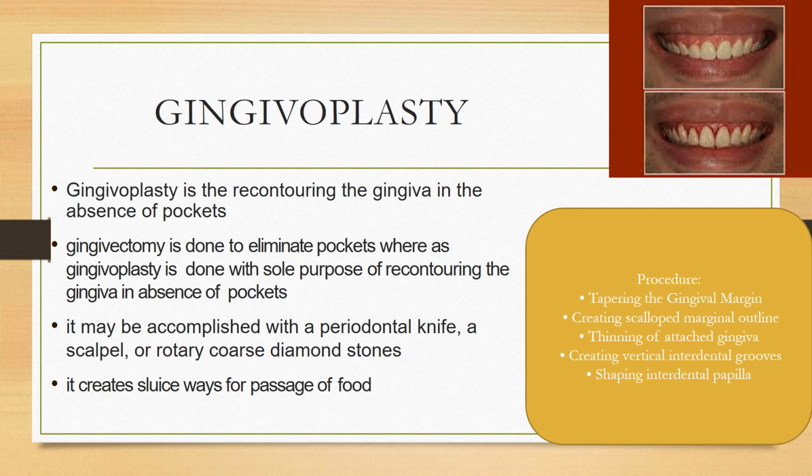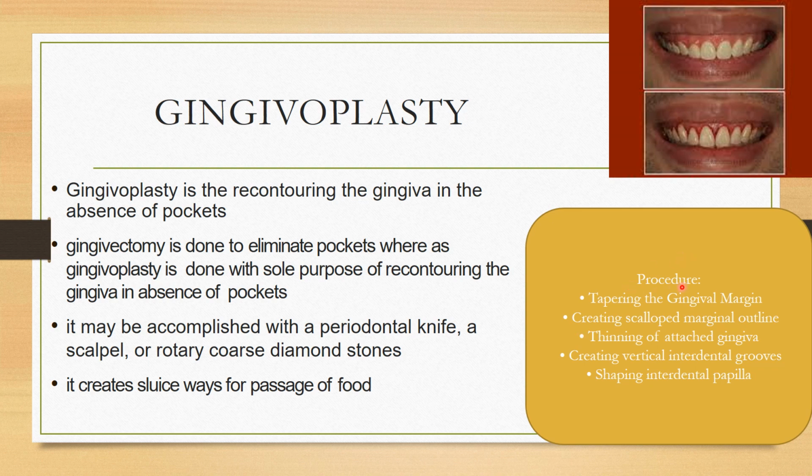So in case of recontouring the gingiva, other than gingivectomy, other than excision, if you want to shape it, if you want to recontour the gingiva to make sluice ways for the passage of food, always gingivoplasty is needed. It can be accomplished with the periodontal knife, a scalpel, or rotary coarse diamond stones. But I would say the more important one is the knife, other than laser also. I would suggest going for gingivoplasty with my personal experience.